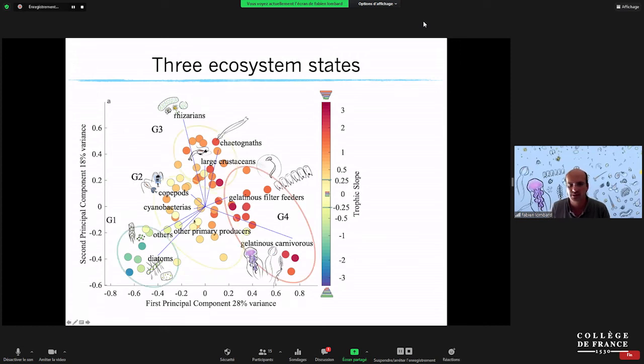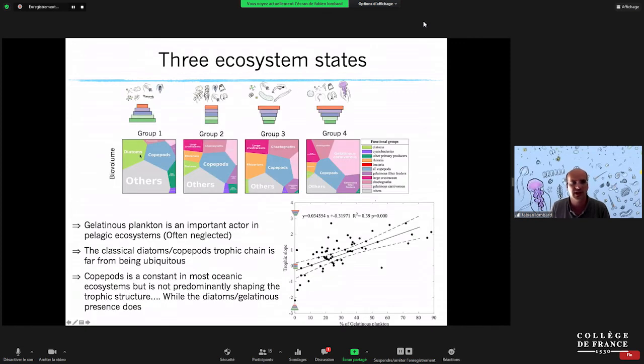Basically, in that system, we can distinguish four groups of stations. If we look at the composition of those, we have one group in which we still have a lot of diatoms. Then we have the second group, in the middle, which is pretty flat in terms of structure and much more equilibrated. And then when we go to the two that have high trophic slopes, we have the one dominated by chaetognaths and rhizarians, and the second one dominated by gelatinous organisms, either carnivores or filter feeders.